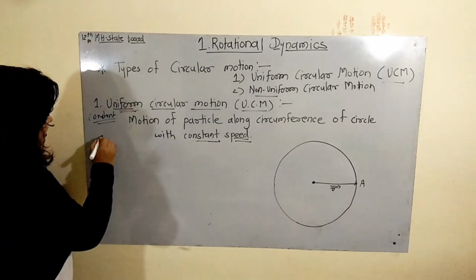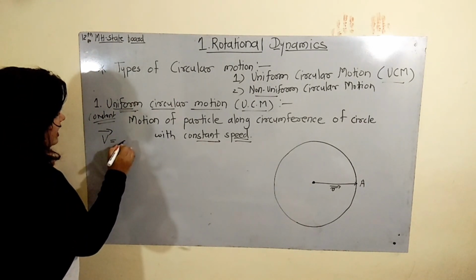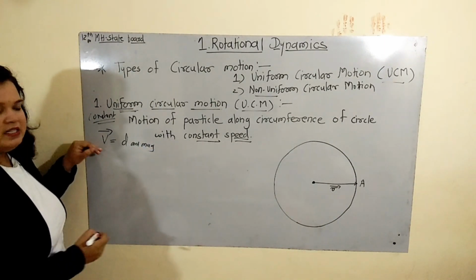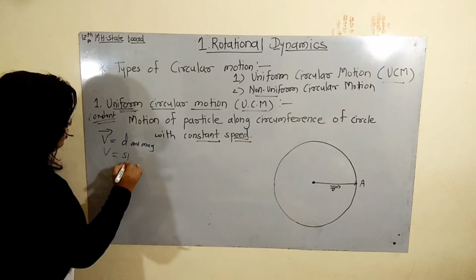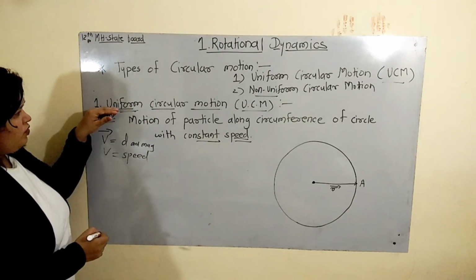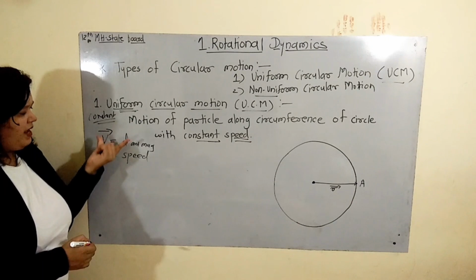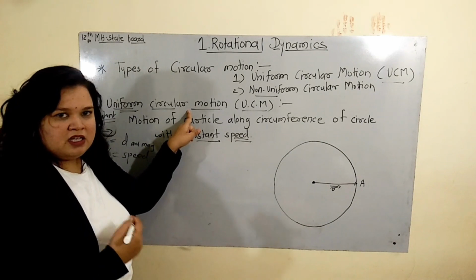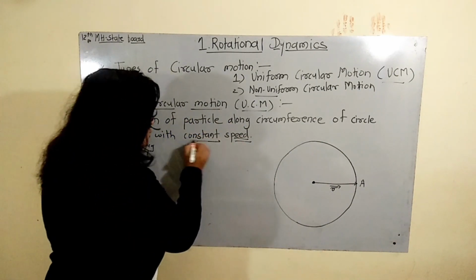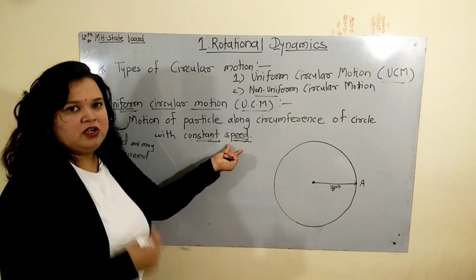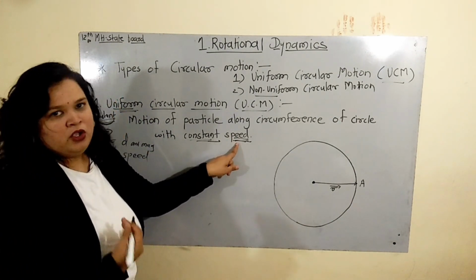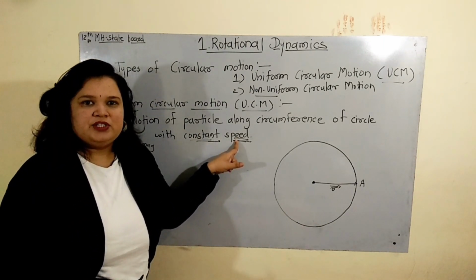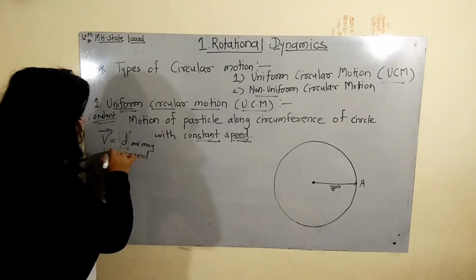We know that velocity is a vector quantity, that means it has direction and magnitude. Now if we only consider the magnitude of velocity, then it is called speed. Means in uniform circular motion, speed, that is the magnitude of velocity, remains constant. So uniform circular motion is a circular motion in which the speed of a particle is constant, or the magnitude of velocity is kept constant.